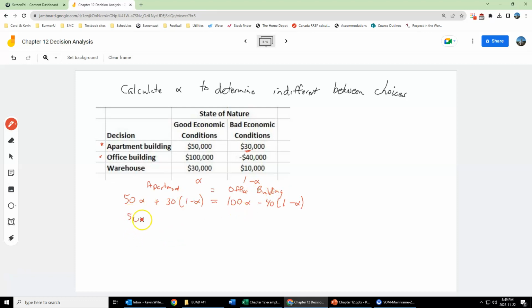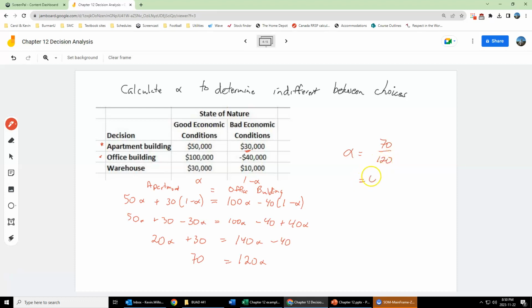So if we calculate this out, we get 50 alpha plus 30 minus 30 alpha on one side. Over here we're going to get 100 alpha minus 40 and then plus 40 alpha at the end. Solving this through, 50 alpha minus 30 alpha is 20 alpha plus 30, and that's going to equal 140 alpha minus 40. Getting alpha values on one side and the other values on the other side, we end up with 120 alpha, and adding 40 to both sides, we get 70. So alpha is going to be 70 divided by 120.